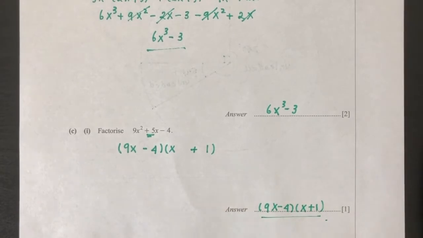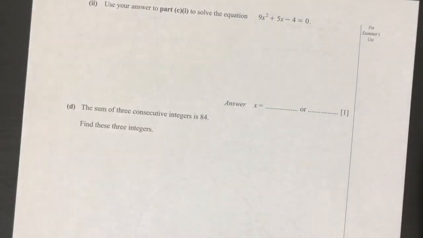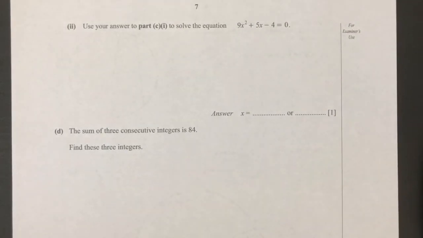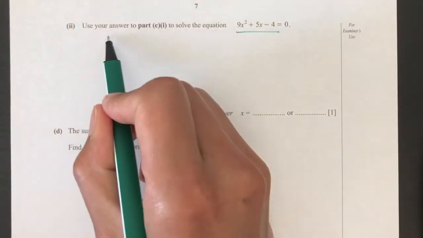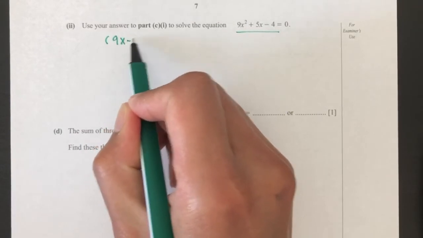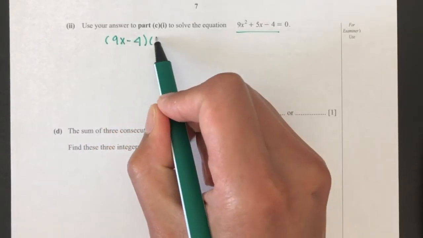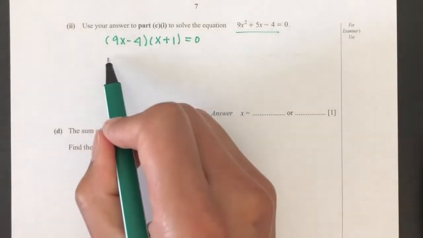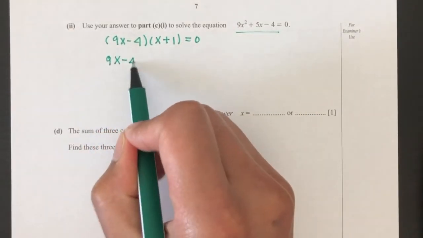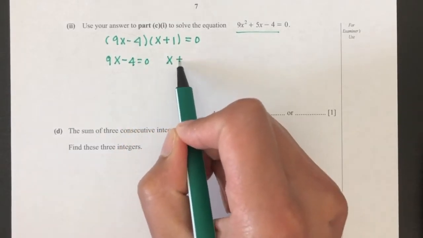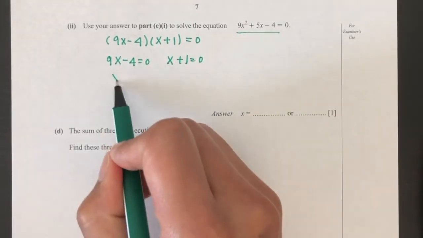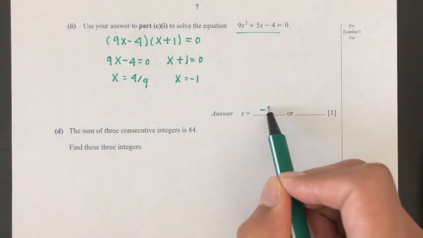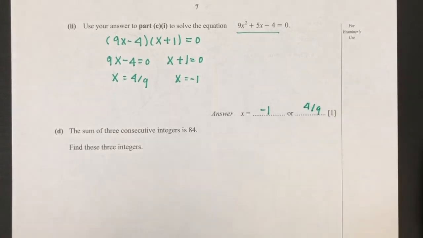Now let's move on to part 2. It says to use your answer to part C1 to solve this equation. So C1 is 9x minus 1 minus 4 bracket x plus 1 equal to 0. Now solve. First one will be 9x minus 4 equal to 0. The other is x plus 1 equal to 0. X will be 4 over 9 and x will be minus 1. So minus 1, 4 over 9.